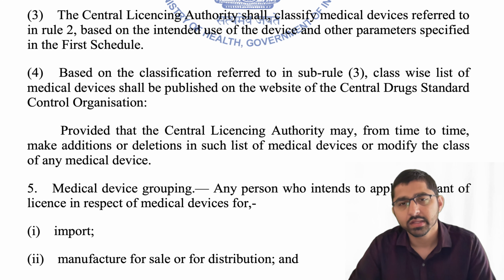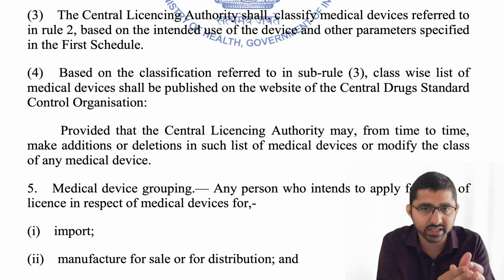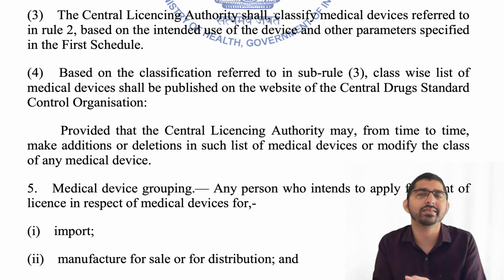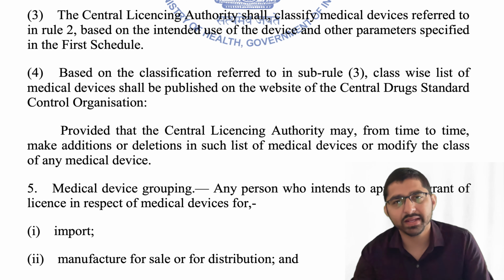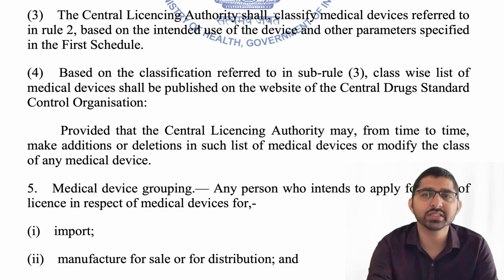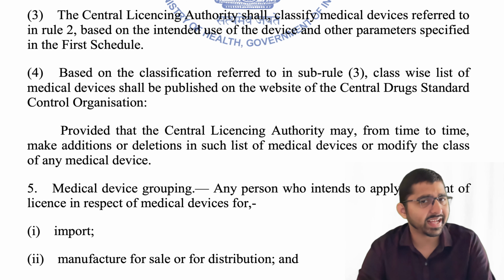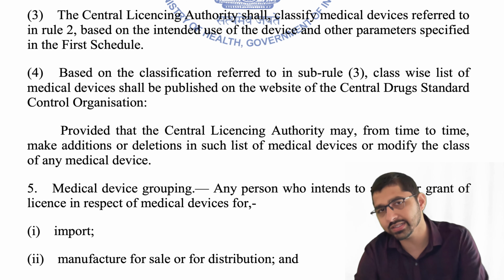4. Based on the classification referred to in sub-rule 3, a class-wise list of medical devices shall be published on the website of the Central Drugs Standard Control Organization. Right? So, based on the classification, it is the duty or the responsibility of the CDSCO to classify the existing medical devices or the IVD based on the intended use or the criticality.